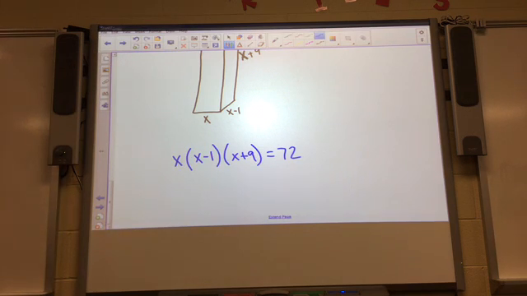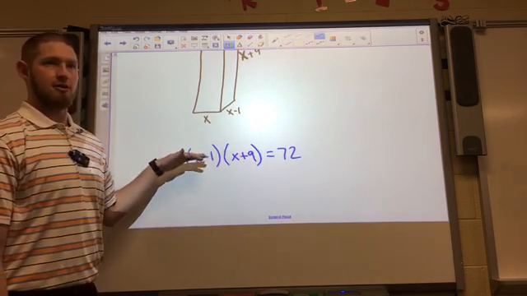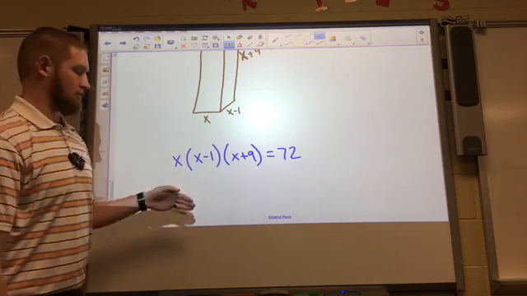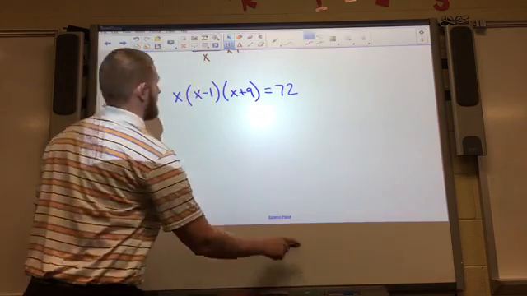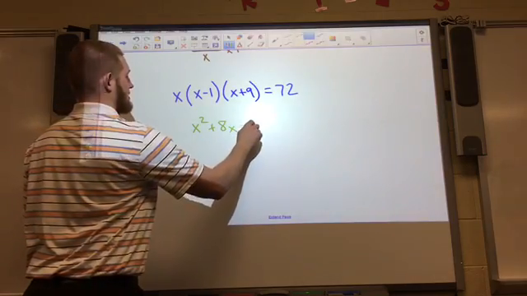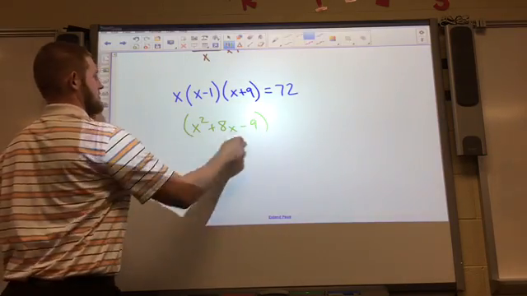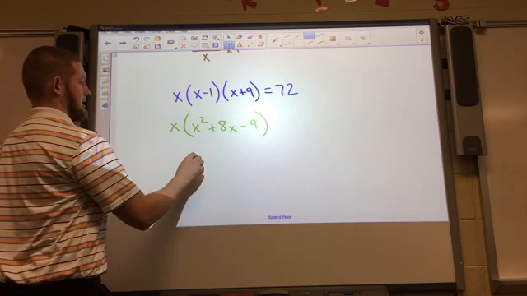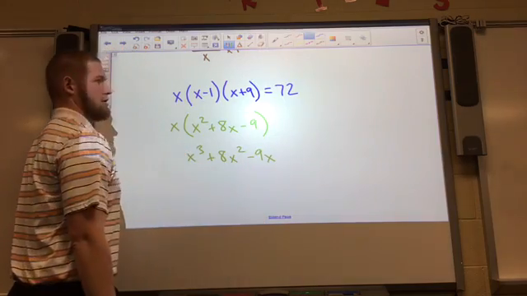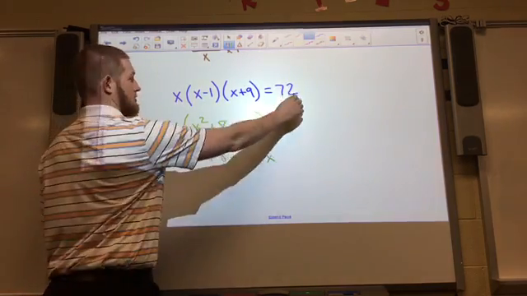Okay. Now the problem is when we solve these, we always need what on the right side? 0. So what we have to do here is we have to FOIL all this, connect all this together, bring our 72 over, and then refactor it. Okay, so let's do that real quick. When I FOIL this, I get x squared plus 8x minus 9 times x, right? So we get x cubed plus 8x squared minus 9x, and then what? Minus 72, because I need to move that over.